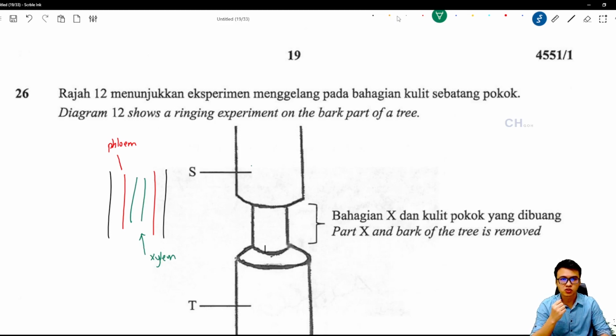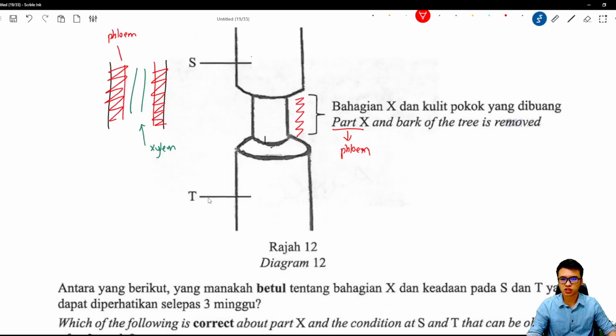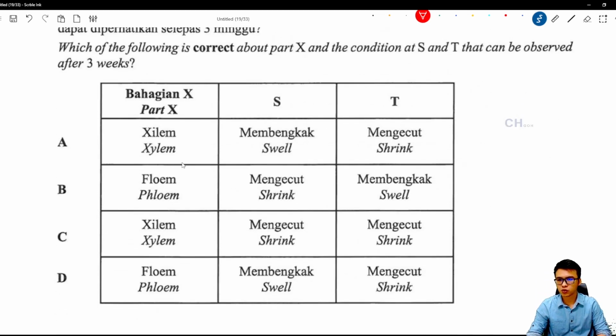So this experiment is removing the outer part of the stem, which means that it removed the phloem. So when we look at these questions, the removed part, part X, will be the phloem. If we check with the options here, phloem, xylem wrong, xylem wrong. So the answer here should be B or D.